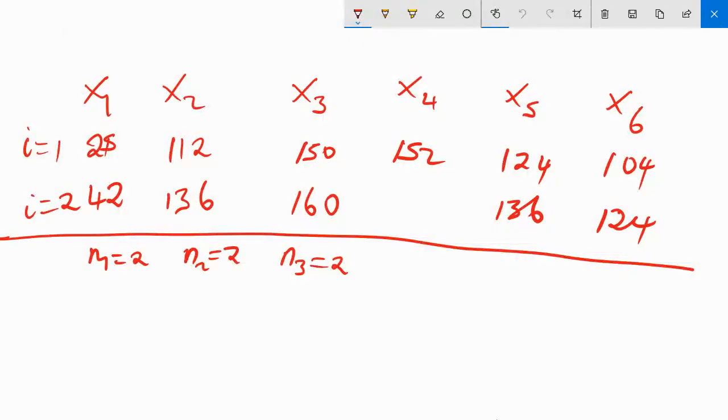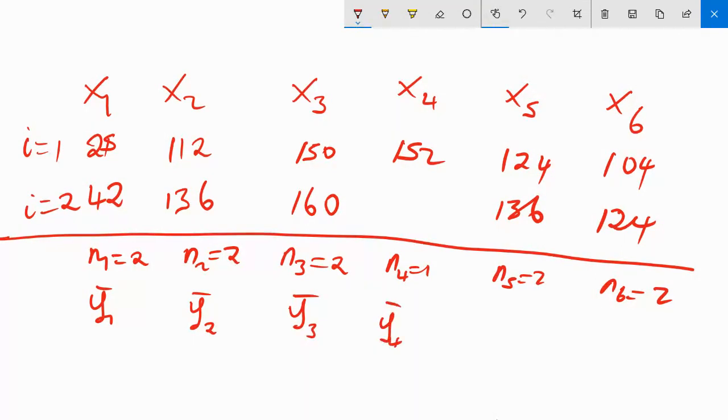And n4 is 1, n5 is 2, and n6 is 2. Now we can calculate the Y bar 1. What is Y bar 1? Please calculate those values for me: Y bar 2, and then Y bar 3. This one is simple. Y bar 4, it's 152. And then Y bar 5 and Y bar 6. Please give me these values.